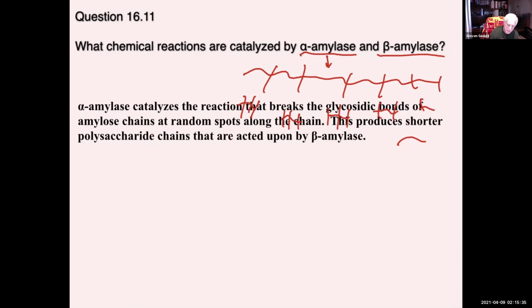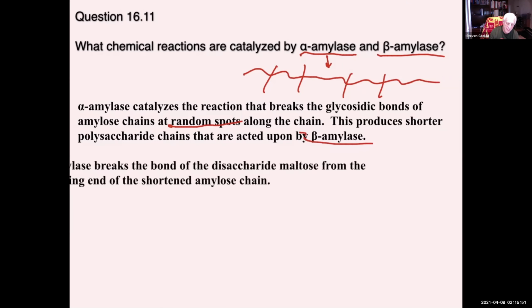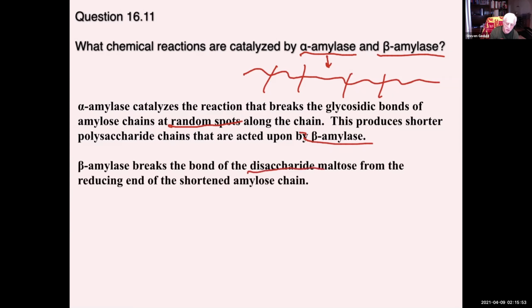Okay, so it says alpha amylase catalyzed reaction that breaks the glycosidic bond of amylose chains at random spots along the amylose chain. This produces shorter polysaccharide chains that are acted upon by beta amylase. Beta amylase breaks the bonds into disaccharides, meaning 2 glucose form maltose. Okay. And then maltase comes in and breaks down the maltose. So that's how amylose is broken down by alpha amylase, beta amylase, and then the maltase comes in and breaks that one down.